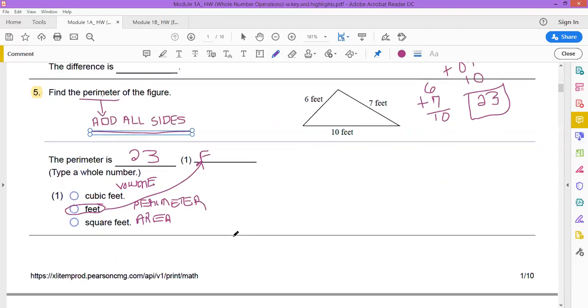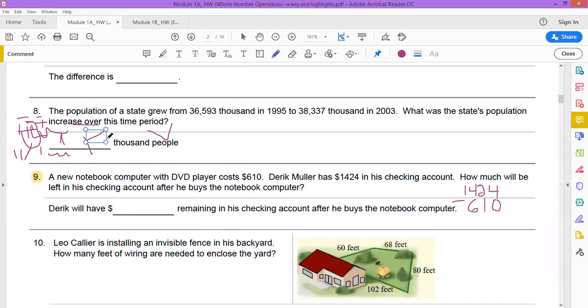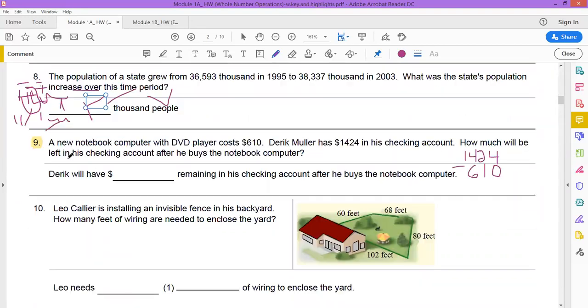All right, let's move on to number 9. In this particular problem, you're given this statement: a new notebook computer with a DVD player costs $610, and Derek Moeller has $1,424 in his checking account. How much will be left in the checking account after he buys a notebook computer?